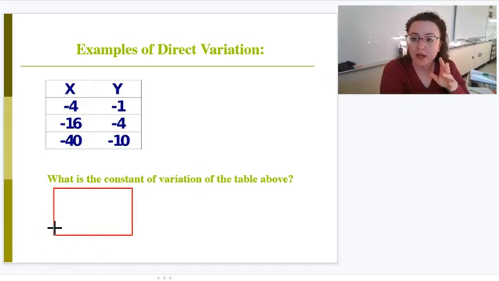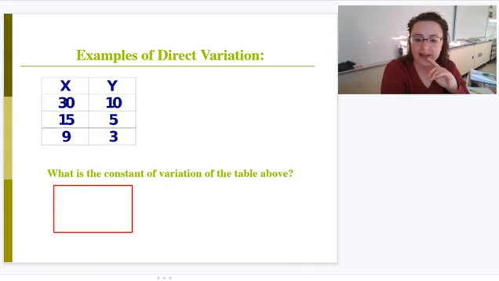Okay, so that was the first example. For this example, same thing. It tells me that it's a direct variation, and they want to know the constant. So I just need to divide them to see what I get. So let's do that.